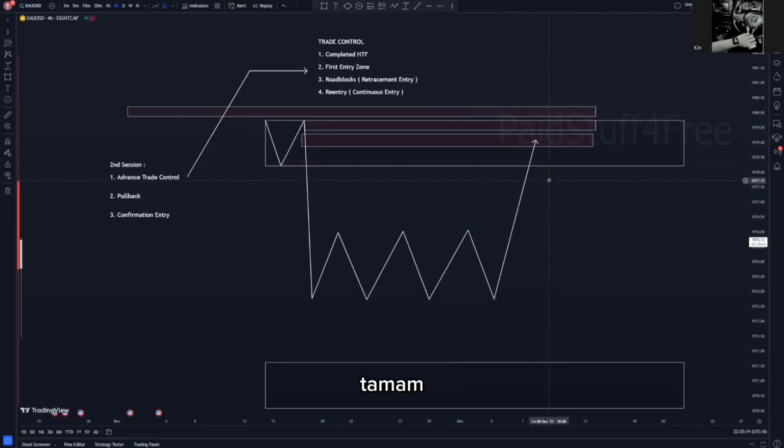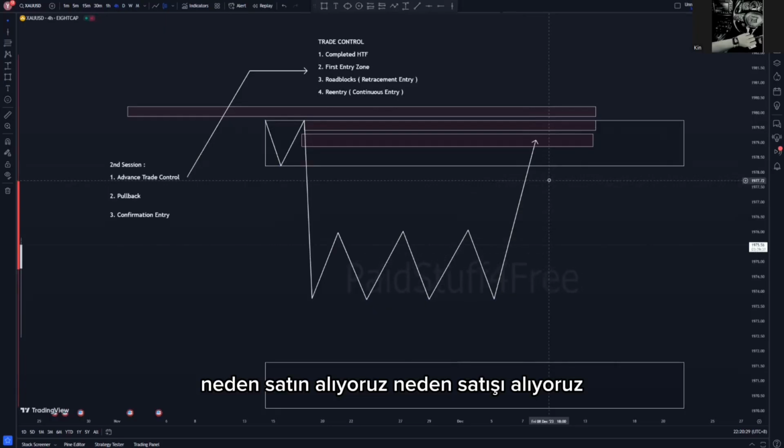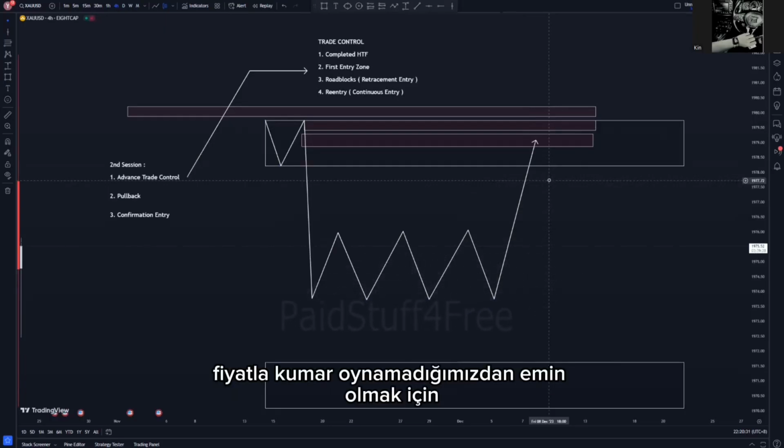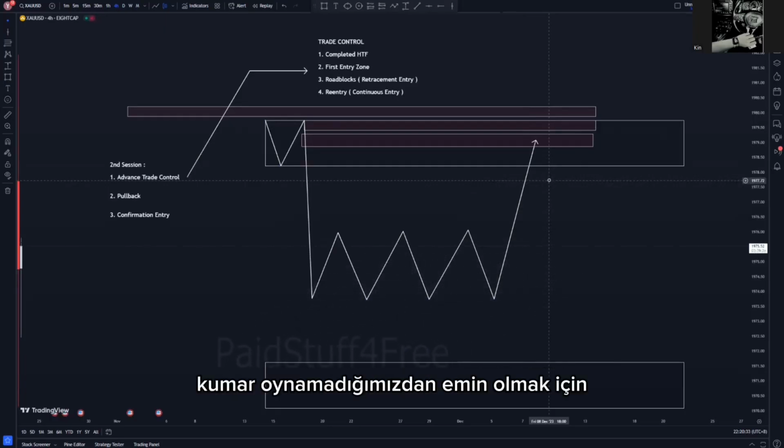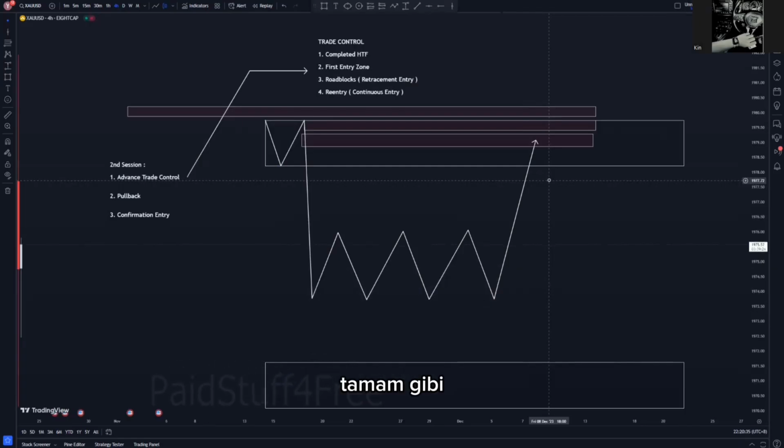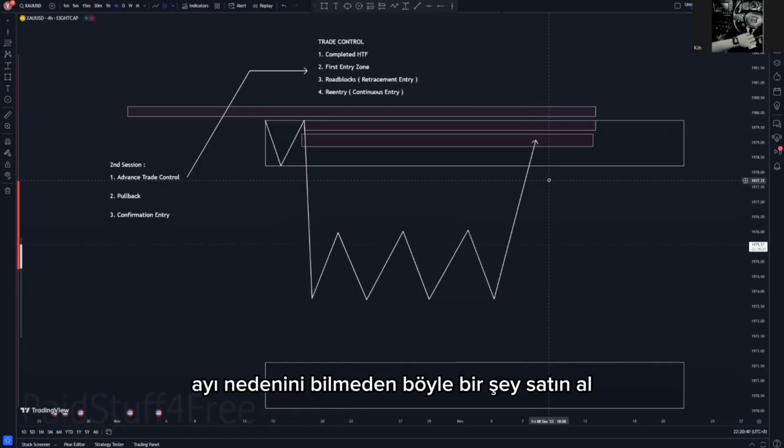Right now, because this method requires a lot of reasons why we take the buy and why we take the sell, to make sure that we are not gambling with the price, like you take a sell or just a bear sell, bear buy, something like that, without knowing why, okay?